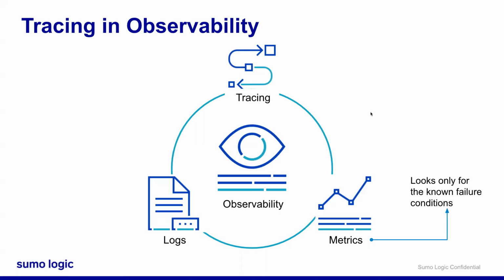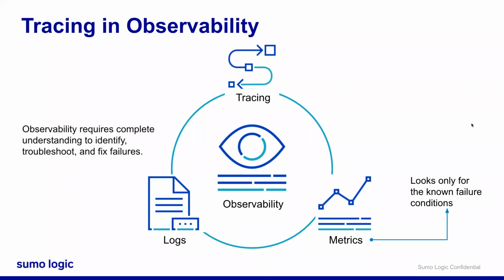So traditionally, metrics have been used to provide classic monitoring, but it only looks for the known failure conditions of the application. Observability, on the other hand, requires you to completely understand the application so that you can identify, troubleshoot, and fix any conditions, known or unknown, about the application and its health. To gain insights from the collected data, just collecting and analyzing metrics is not enough. It requires more than that.